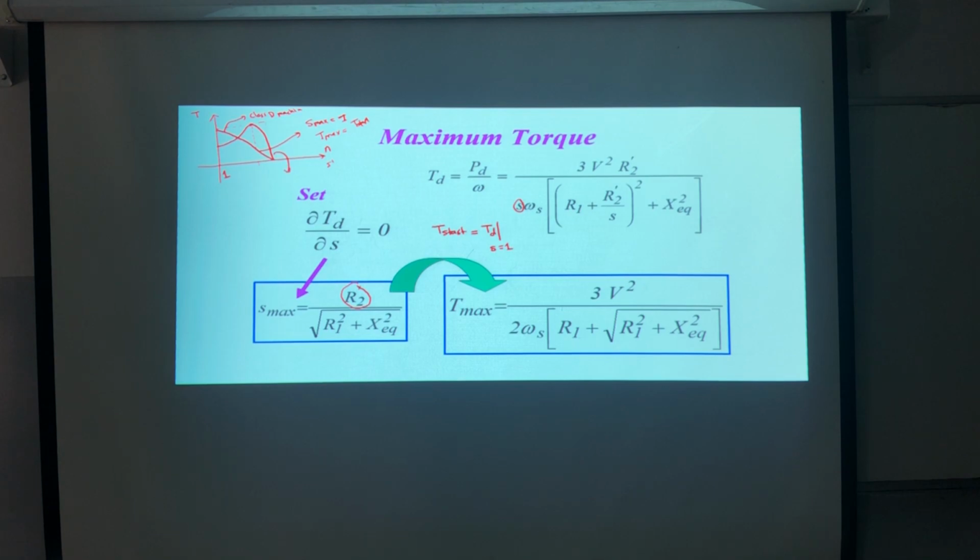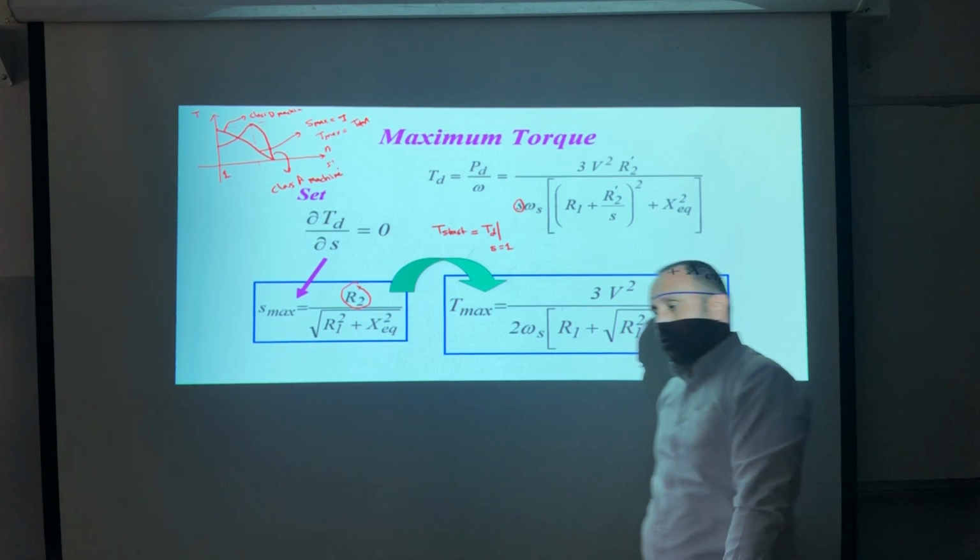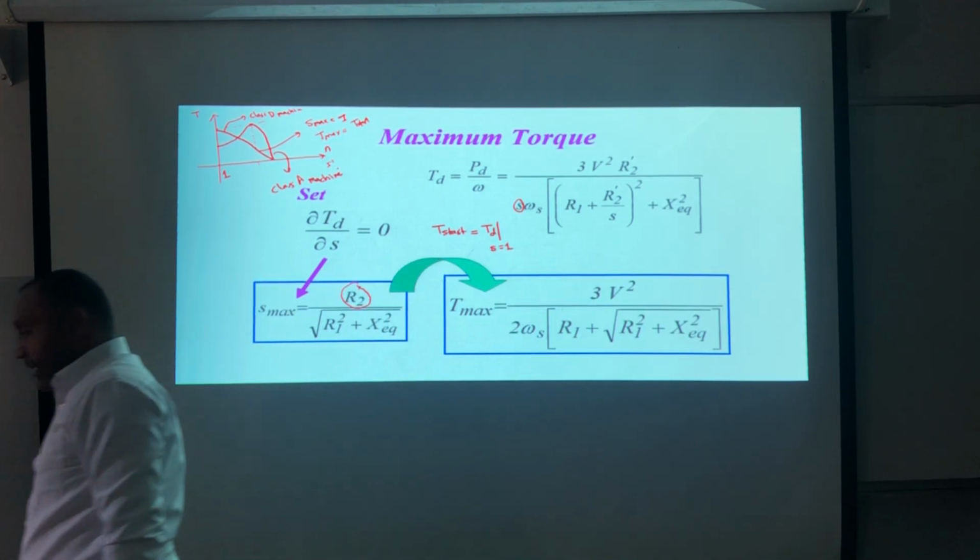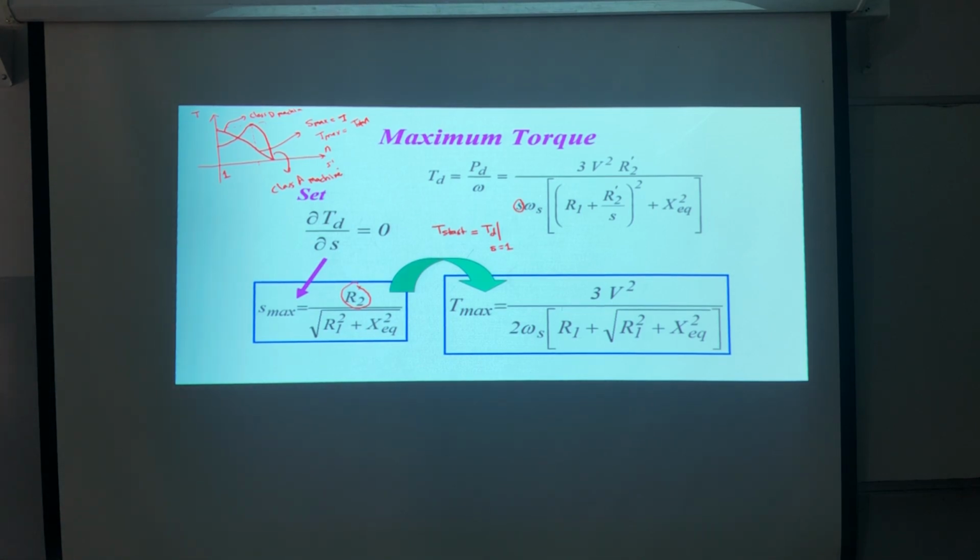And this machine is called class A machine. Now we have class C, we have class B, but let's say that I need only to discuss with you class A and class D. Now, let's see what the difference between class D and class A is in terms of maximum torque.